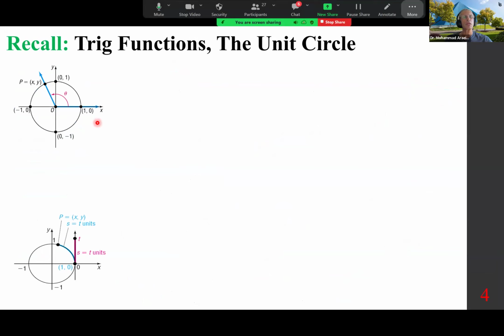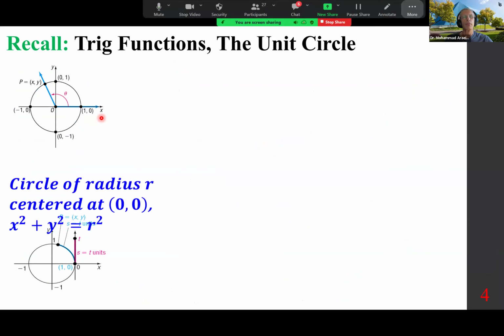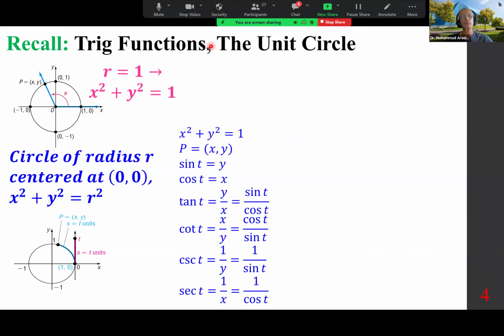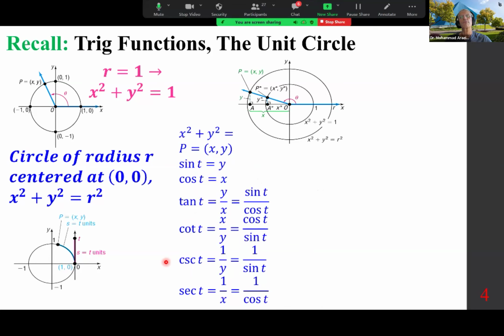As far as the unit circle is concerned, remember, a circle has the equation x squared plus y squared equals r squared, centered at 0, 0. If the radius is 1, it becomes a unit circle, x squared plus y squared equals 1. And with that, a point on the curve has coordinates x, y. X is represented by cosine, y is represented by sine. As long as we know these two, we can figure out the rest, because tan is y over x, or sine over cosine. Cotangent, cosecant, and secant are the reciprocals of those.